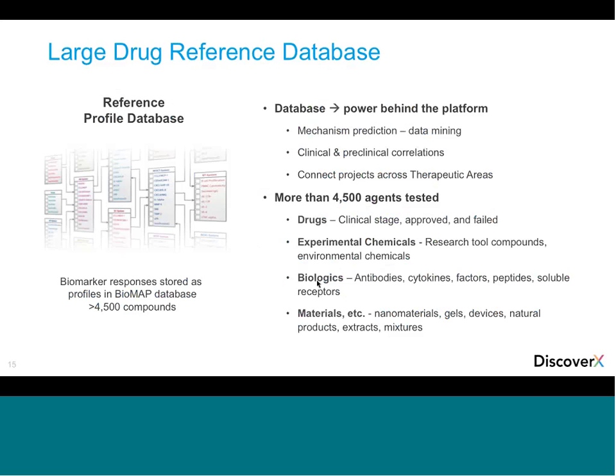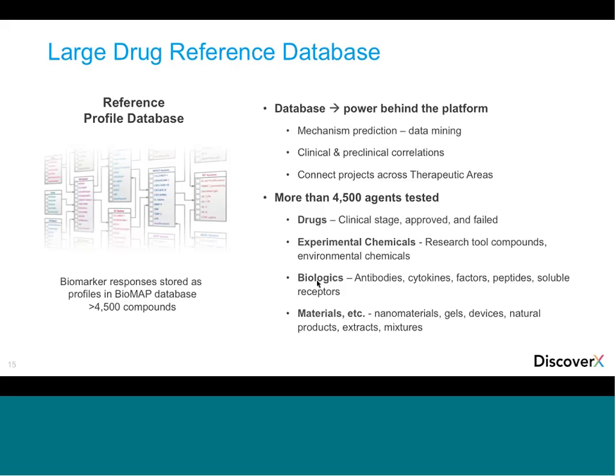Keep in mind the power behind this platform is the fact that we have a very large database. We have more than 4,000 agents that have been tested and profiled through this platform: drugs, clinical stage, approved and failed, experimental chemicals, biologics, and even materials. Materials are active, nanomaterials. We can test mixtures, extracts, etc. And you can imagine that once having a very large database with all of these materials and compounds profiled, you can start to really build knowledge about biological mechanisms.